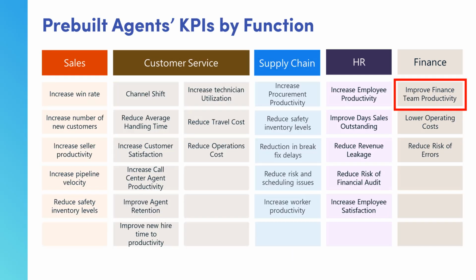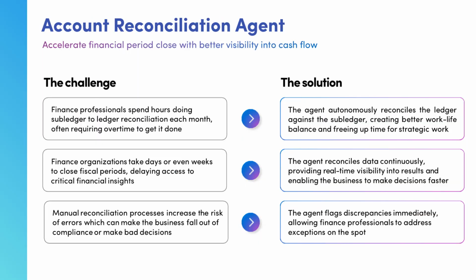Now, when we talk about pre-built agents, what are the benefits or KPIs that you can get out of these agents? Depending on the agent you're using, it will tell you if you're getting a KPI-rated benefit or what benefits you can receive. In this example, under the account reconciliation agent, the benefits are that we're going to improve your team's productivity, potentially lower your operating costs, and reduce risk of errors by removing the manual intervention. The account reconciliation agent was created to accelerate your period close, giving you better visibility into your cash flow.